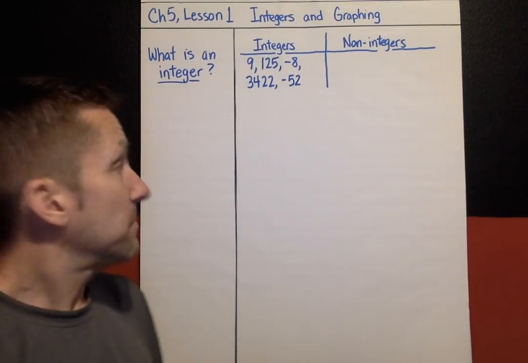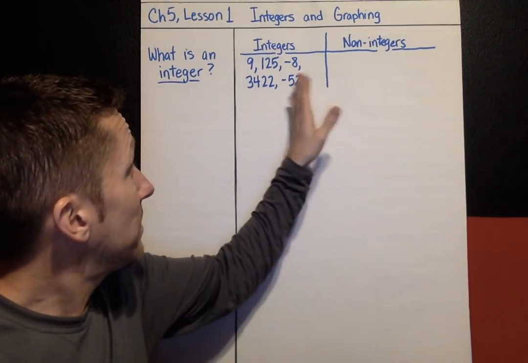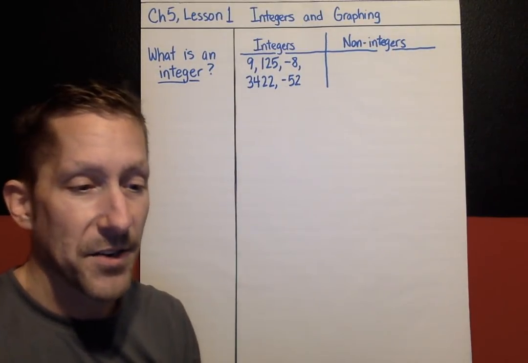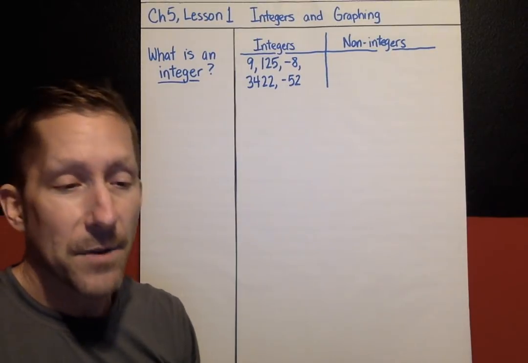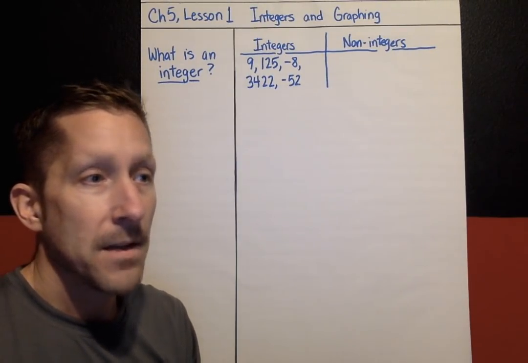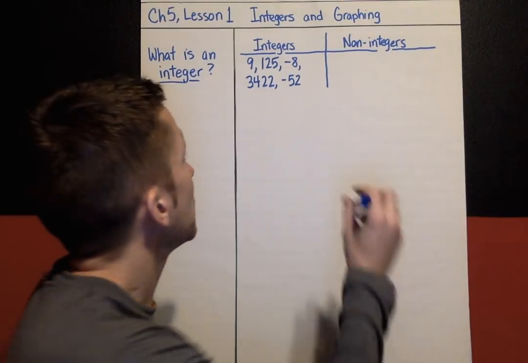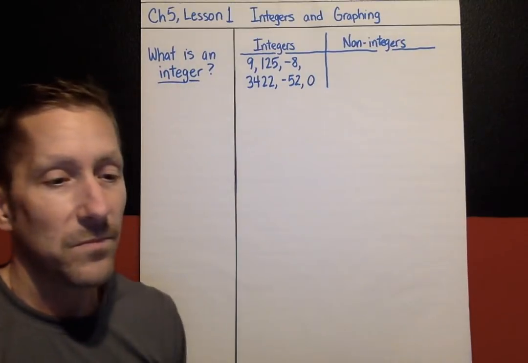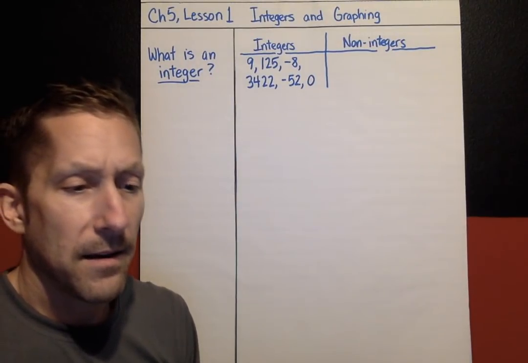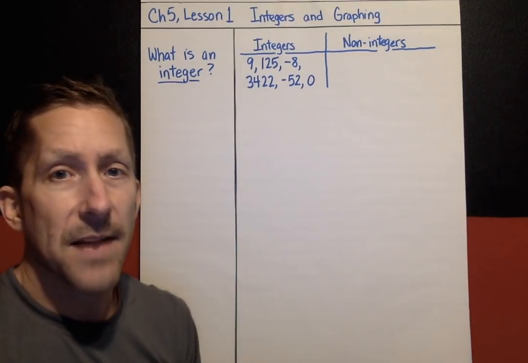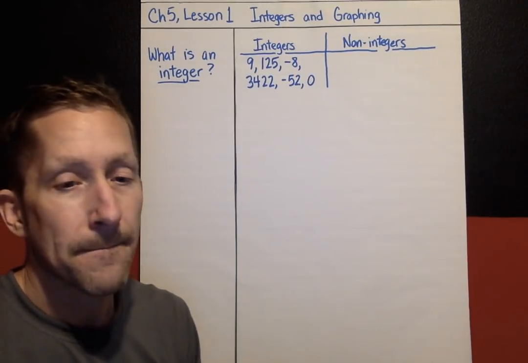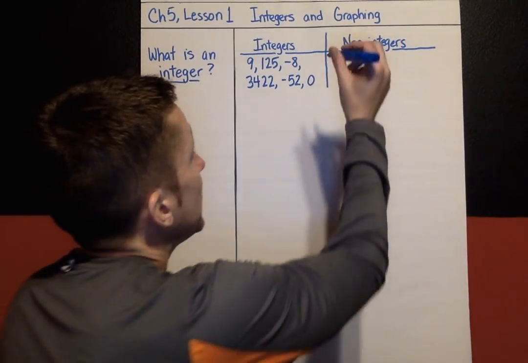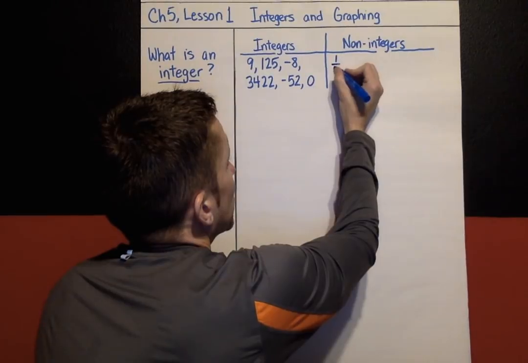So I want you to think about what's up here and what number could you try next that might be an example of a non-integer. Zach, what do you think? 0. The number 0 is still an integer. Abigail, give me a number. 1/2. 1/2 is not an integer.